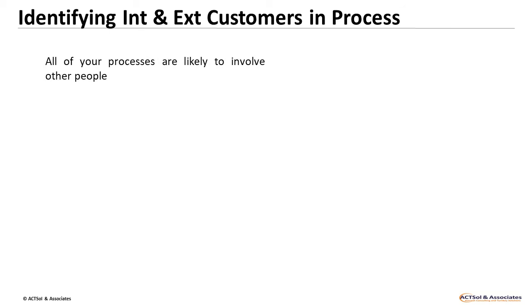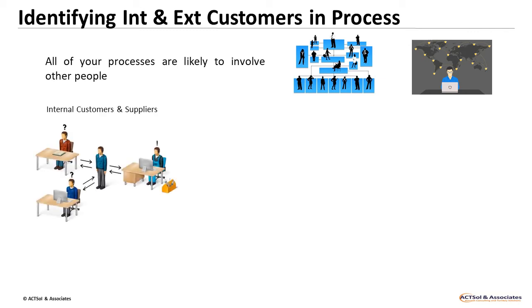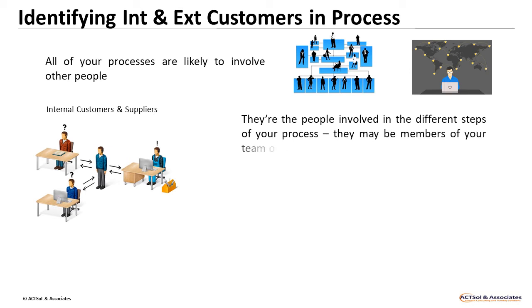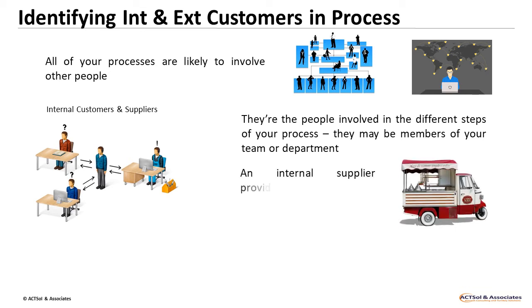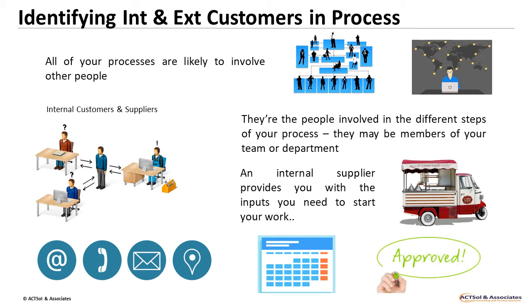All of your processes are likely to involve other people. Some of them probably work in your organization, your internal customers and suppliers. They are the people involved in different steps of your process. They may be members of your team or department, but could also be in other departments or functions. An internal supplier provides you with the inputs you need to start your work. For example, information, perhaps a schedule of available products, or an approved order. You are their internal customer.